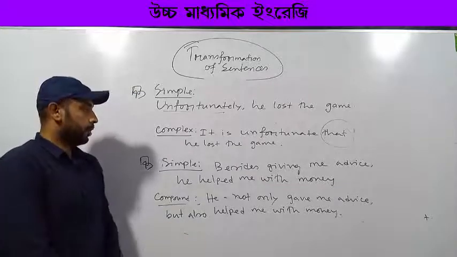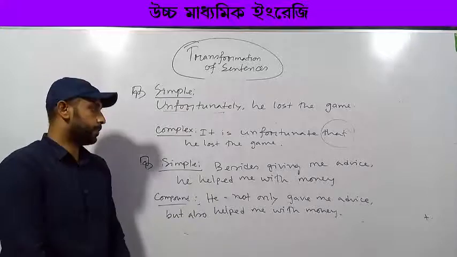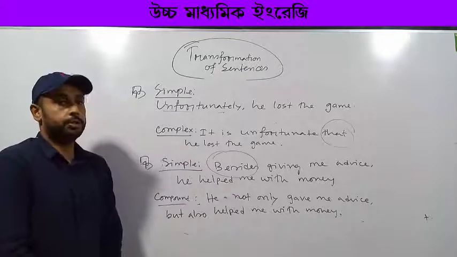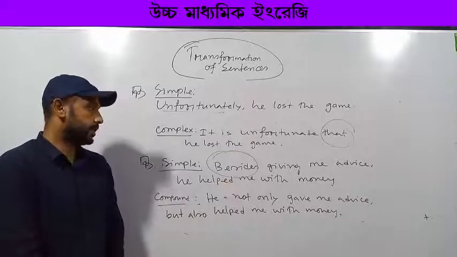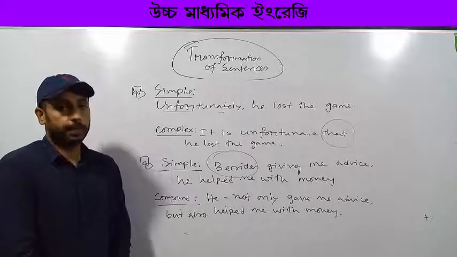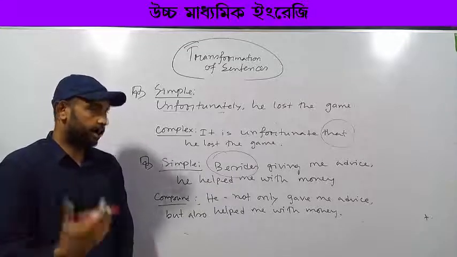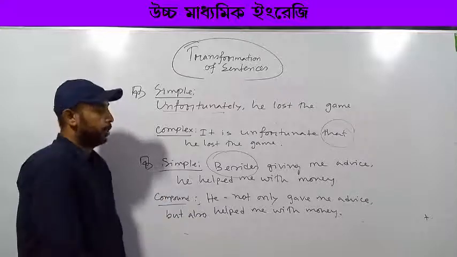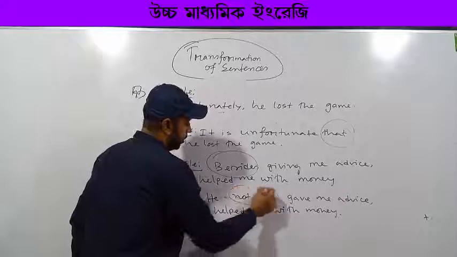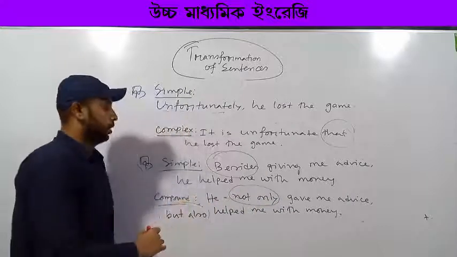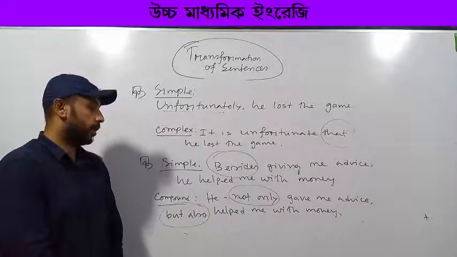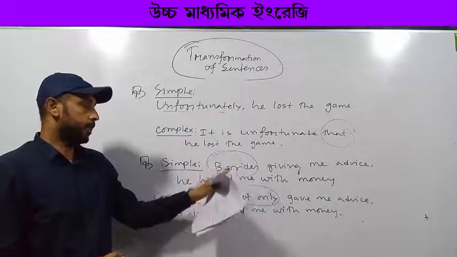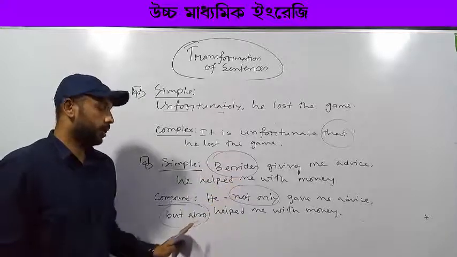For another example, if there is a simple sentence using besides, then how can we convert it to a compound sentence? Besides giving me advice, he helped me with money. In a compound sentence, we have to use not only and but also to make it compound. He not only gave me advice, but also helped me with money. So, if there is any besides in a simple sentence, make it compound with not only and but also.